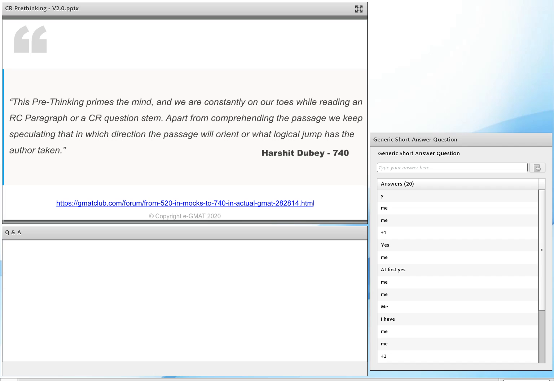Okay. Here's another guy who says pre-thinking primes the mind, and we're constantly on our toes while reading a paragraph or a CR question stem. Apart from comprehending the passage, we keep calculating in which direction the passage is going. So pre-thinking is something which you need not just in CR but also in RC. It helps you tremendously in RC. This guy went from 520 to 740.